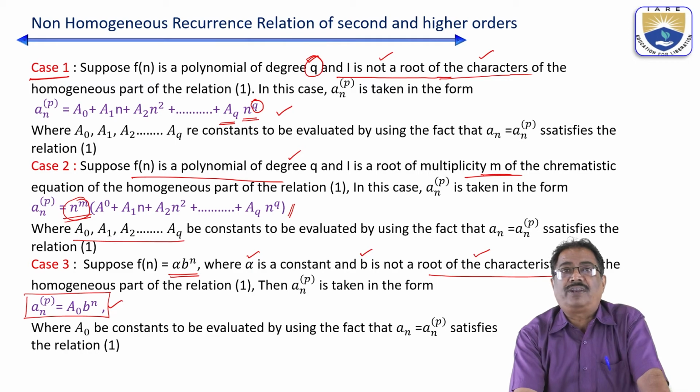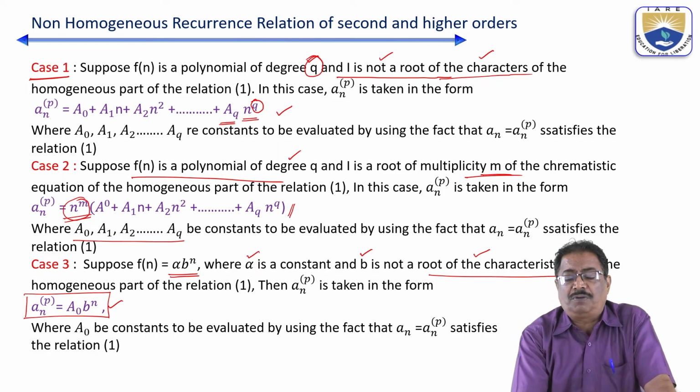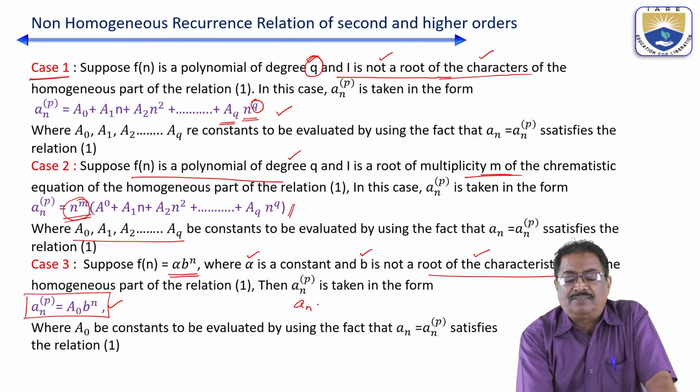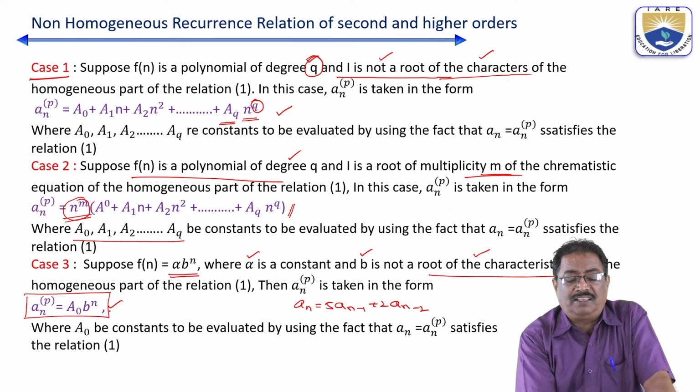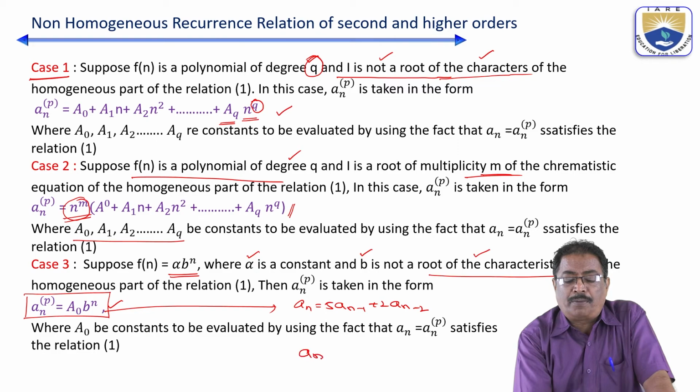Once again, we assume that it is a particular solution, which means it satisfies the given recurrence relation. So you have to substitute in that recurrence relation, whatever the recurrence relation will be. Suppose the recurrence relation is a n equals 5 a n minus 1 plus 2 a n minus 2. Then I am going to substitute, and I write a n power p equals 5 a n minus 1 power p plus 2 a n minus 2 power p.